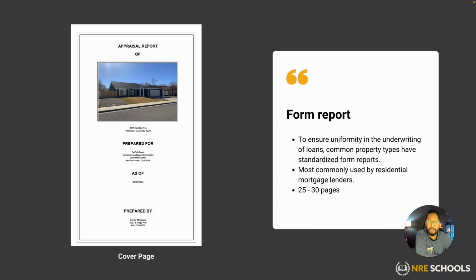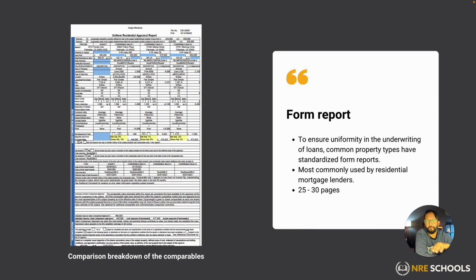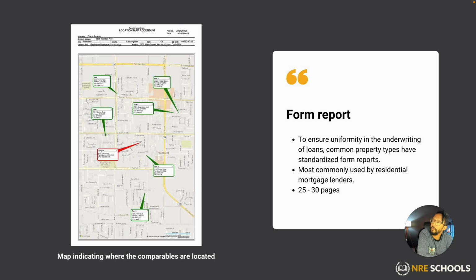Right? So it has a cover page. It'll have a breakdown of the comparables. It looks just like this. It looks like an Excel spreadsheet with a bunch of text, right? It breaks it all down on what comps and how it relates to that subject property. It's going to contain a map. It's going to show the map where the subject property is. It's going to show where all the nearby properties are at.